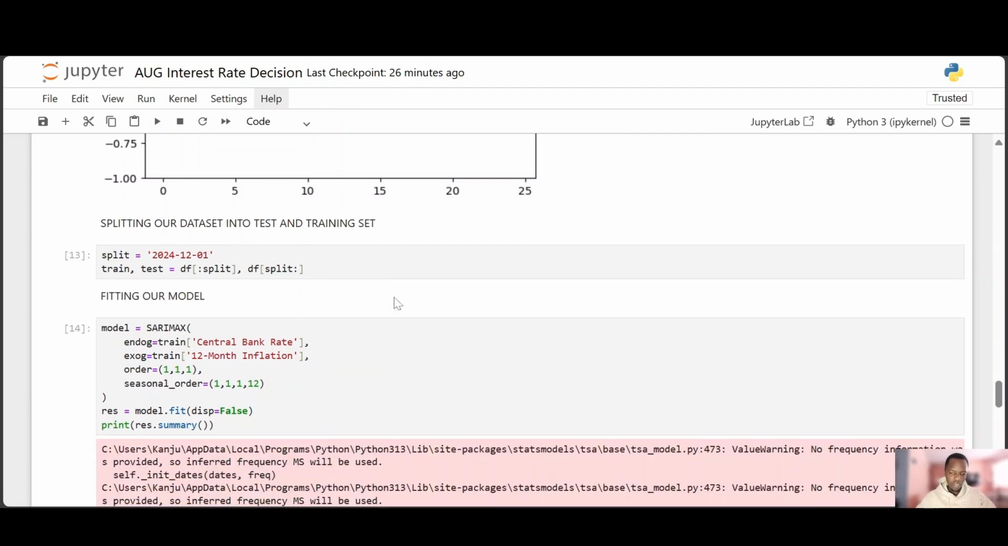And now we're going to be using the SARIMAX model, and as I've told you, this is because we are using another variable that I think might be affecting the central bank rate, and that variable is the inflation rate. That's why I'm using the SARIMAX model.